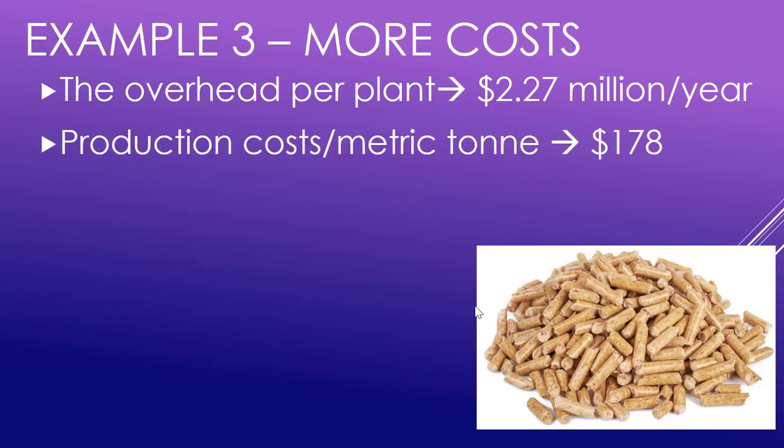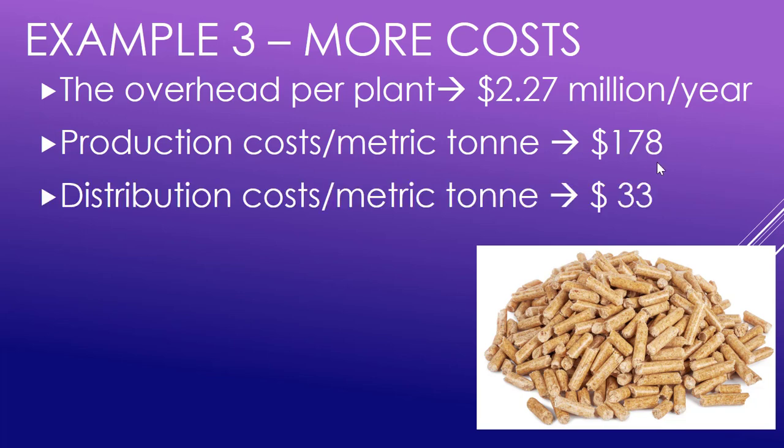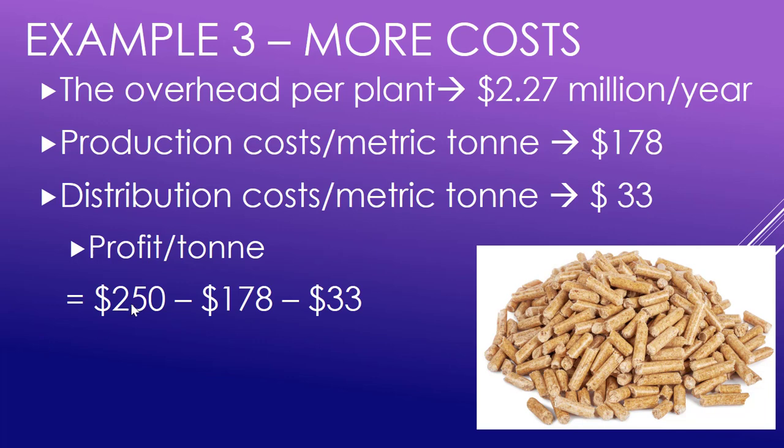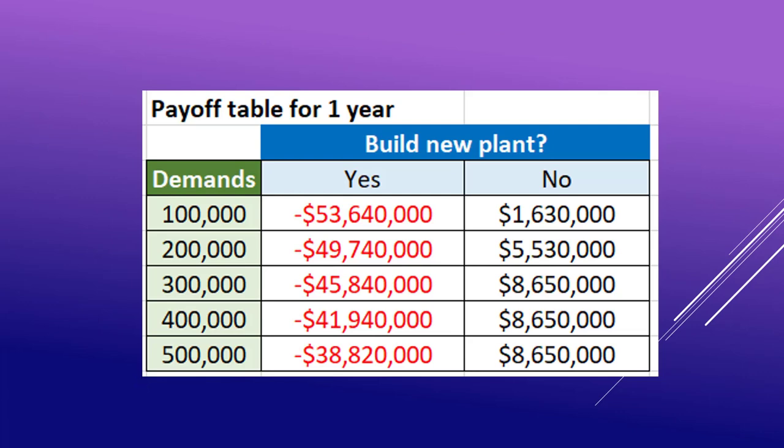And let's also say that to produce each metric ton of pellets costs $178, and to distribute them costs $33. Okay, so that now changes our profit per ton from $250 down to $39. Okay, carrying on here. Here is our profit table for that 1 year then. Looks very different. So let's have a look at how I got this profit table in Excel.